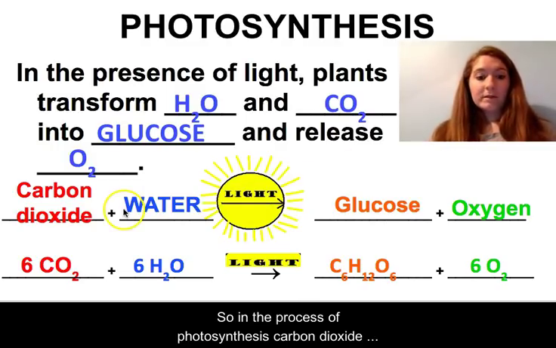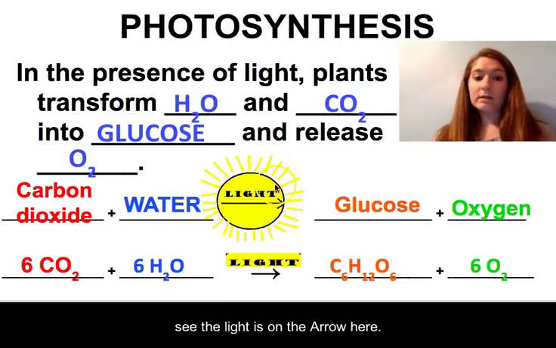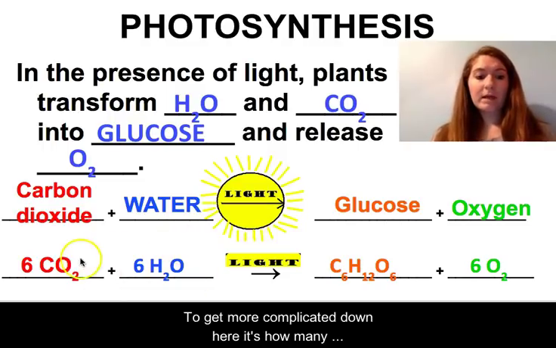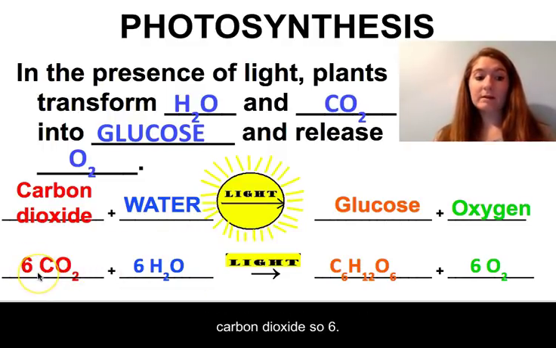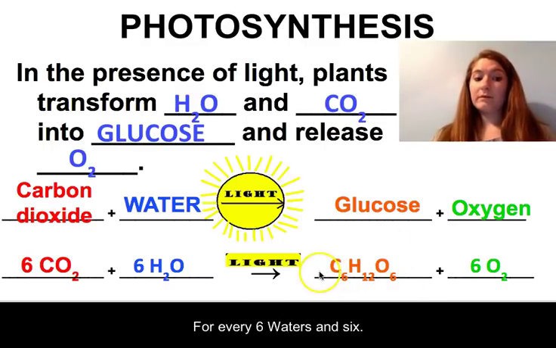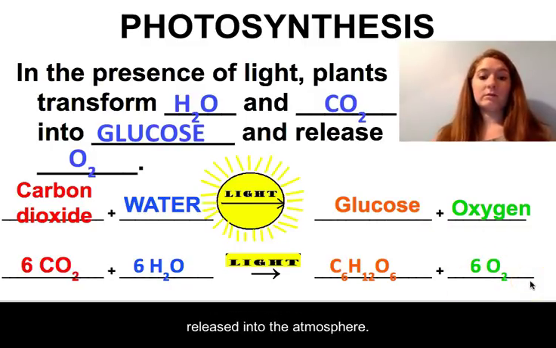So in the process of photosynthesis, carbon dioxide and water are taken into the plant along with light. Okay, you see the light is on the arrow here. And then glucose is made for the plant, and it's going to release oxygen into the air. To get more complicated down here, it's 6 carbon dioxides and 6 waters and light, and 1 glucose is made for every 6 waters and 6 carbon dioxides, and then 6 oxygens are going to be released into the atmosphere.